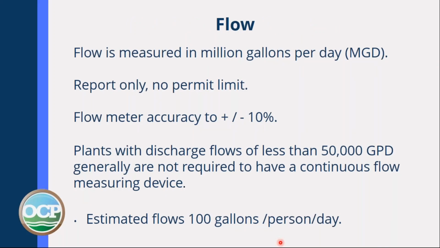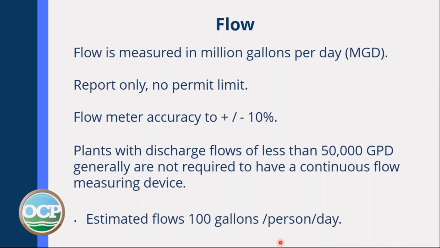We have to measure flow. This is just a report. Again, you have a design capacity for your plant, but your flow will vary, especially following rain events, because our collection system, our sewage system isn't perfect. You will record these in million gallons per day. Any flow meters that you have, and if you're going to discharge greater than 50,000 gallons per day, you are going to need a flow meter, and that flow meter has to be accurate to plus or minus 10%.